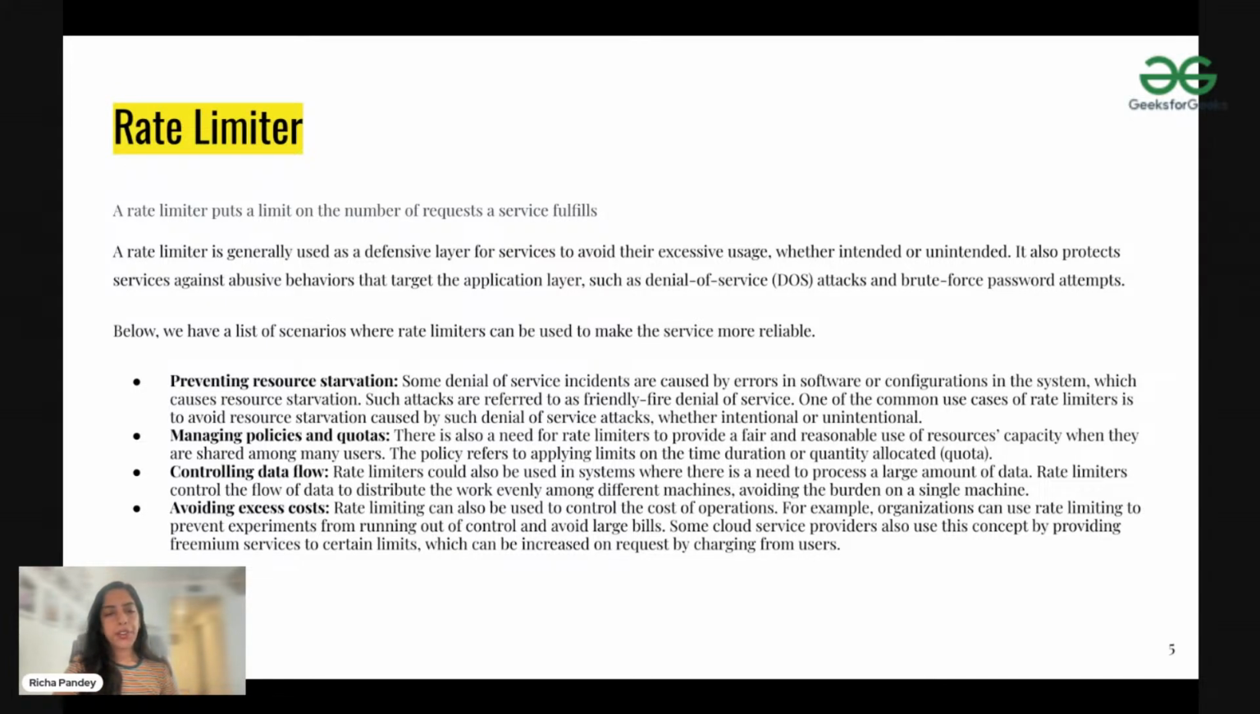The last one is avoiding excess cost. It is similar to the first point. Every request that is sent to the system has a cost. It has a database cost, it has an input output cost. So any request can be a costly operation. To handle the overall cost of the system, we want to manage the number of requests any system can handle, just to avoid any excess cost. So these are the benefits of a rate limiter.